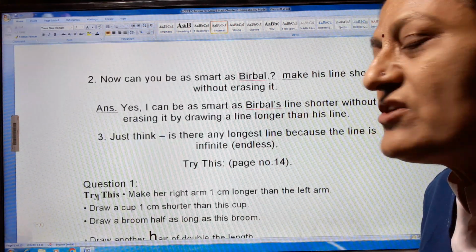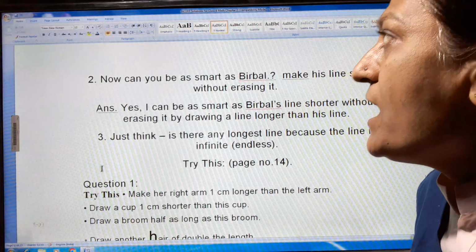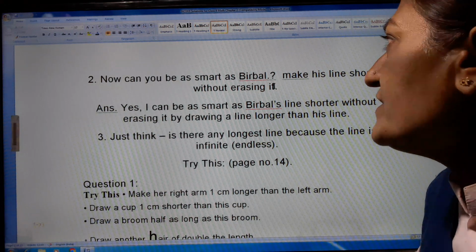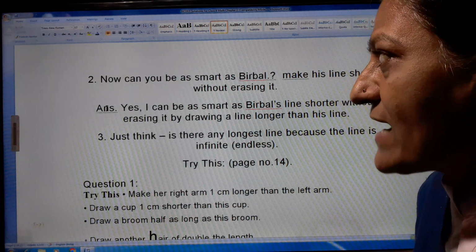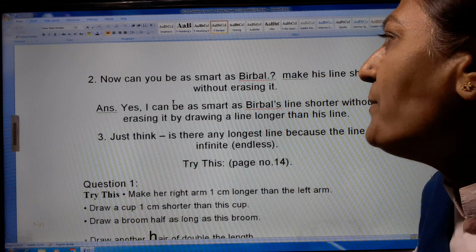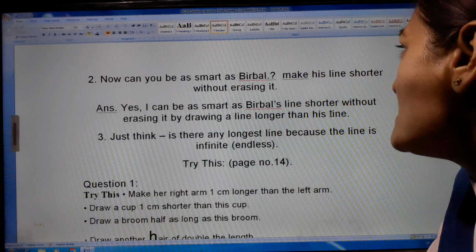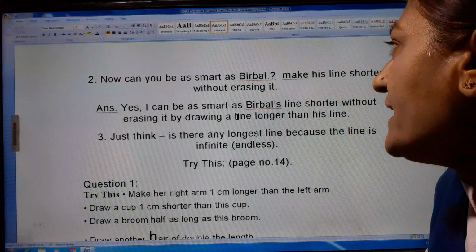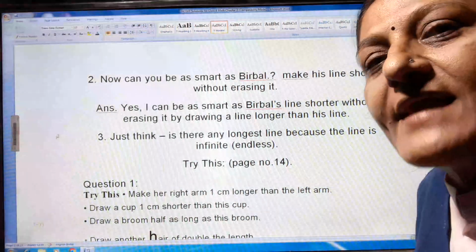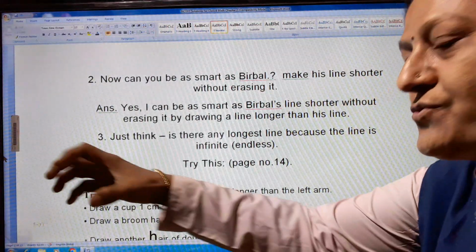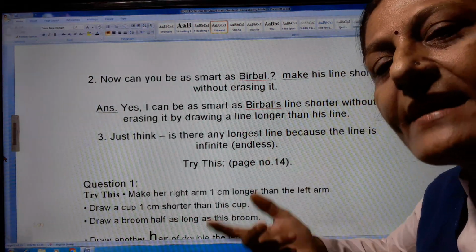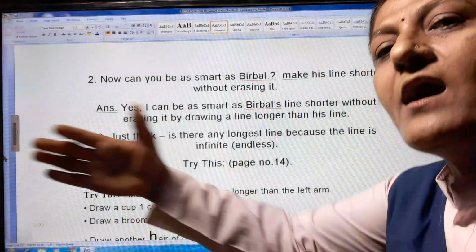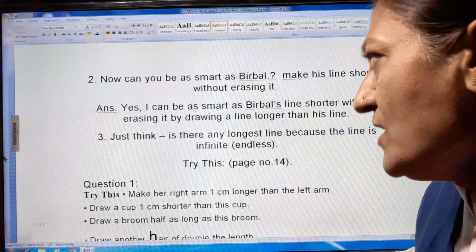Now the second question of page number 14. Can you be as smart as Birbal? Make his line shorter without erasing it? So our answer: yes, I can be as smart as Birbal and make the line shorter without erasing it by drawing a line longer than his line. So draw one longer line below this line, and we also draw the line below the given line and make it longer.